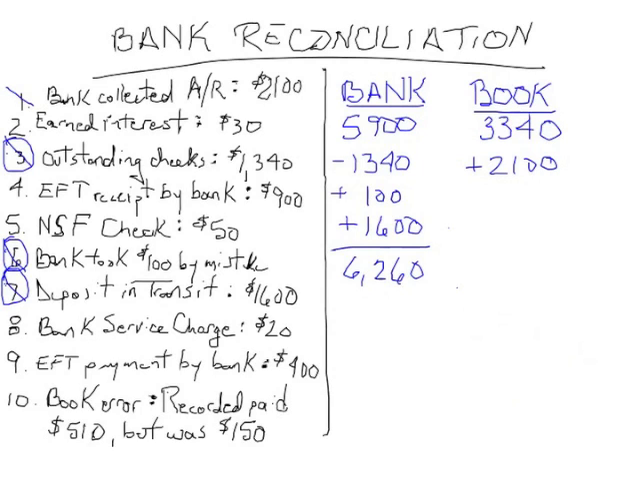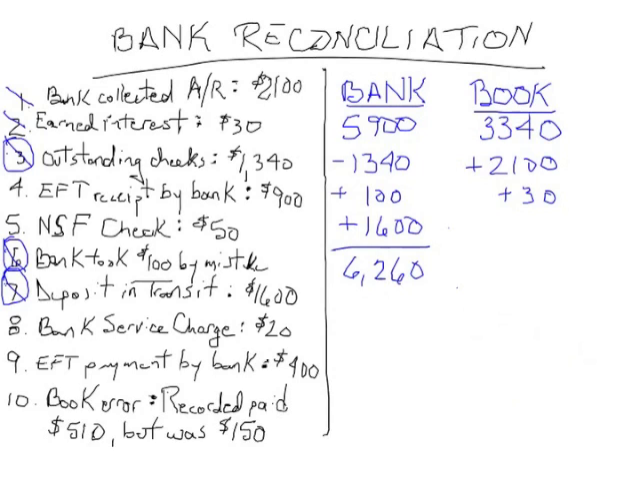Cross that out. Second one, earned interest. Hey, the bank statement says we earned $30. That rocks. That's going to be a plus up. That's $30 we didn't know we had. Add that. Number 4, EFT receipt by the bank.